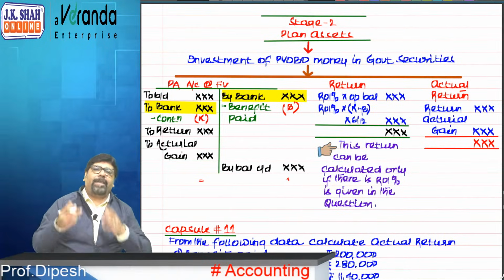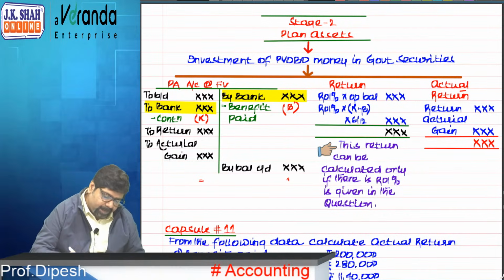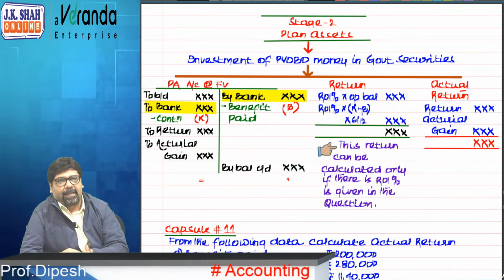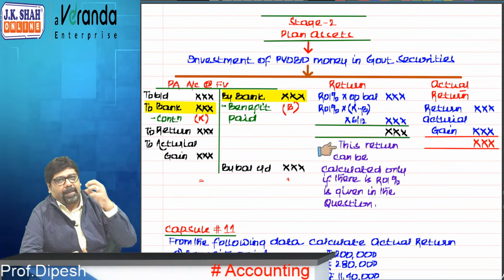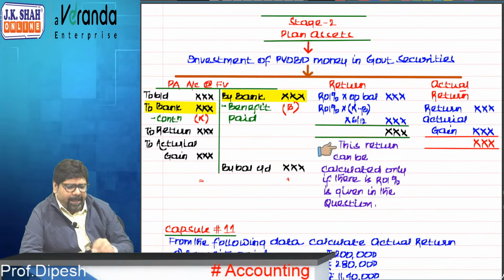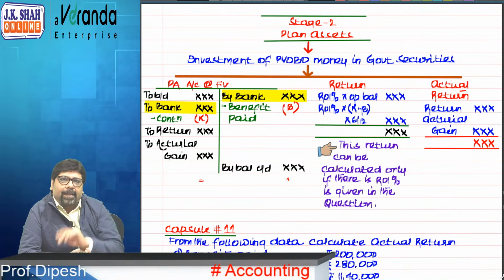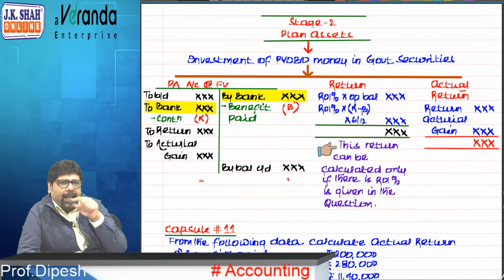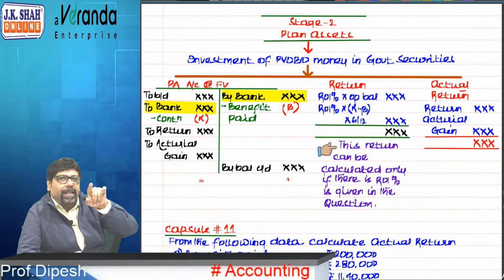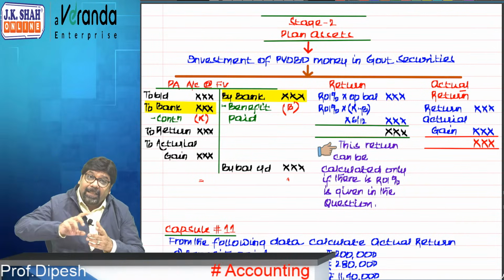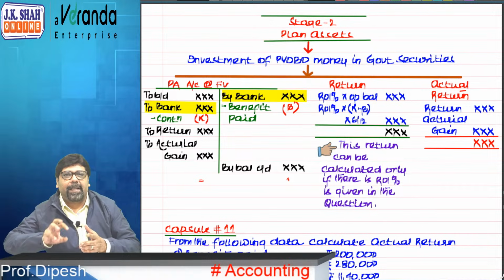Now, whatever we are saving, that we invest. Where do you invest? Plan assets. Whatever you are saving, you invest in plan assets. That is basically investment in fixed income securities. So at the time of retirement, are you listening? Yes, sir, listening. So at the time of retirement, what happens? You sell that plan assets. You get money. With that money, you pay off your employees.